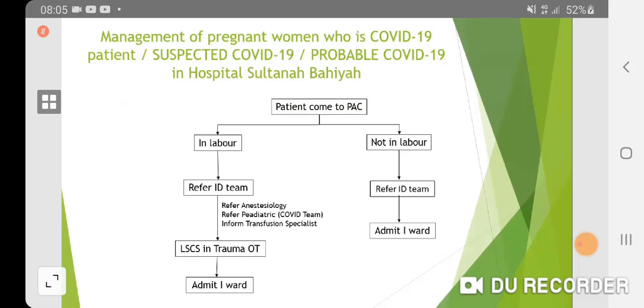Whereas if the patient came in labor, we should inform the ID team, and then the delivery should be done in trauma OT via cesarean section. While preparing the patient for cesarean section, we should also refer the patient to the NS team, and also we should refer to the pediatric teams. For this kind of patient, I mean COVID-19.